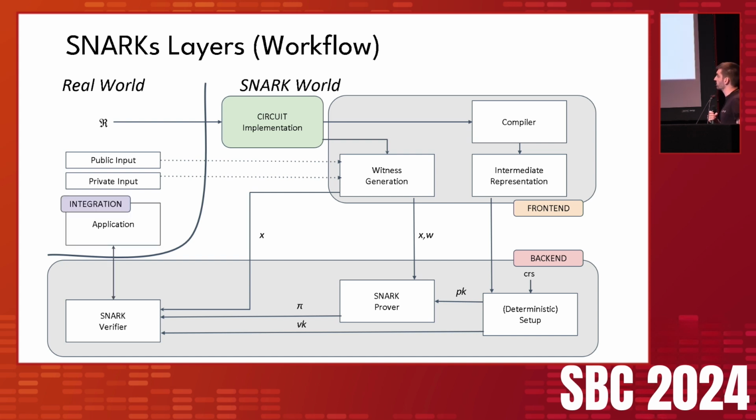And finally, we have the integration layer, which is basically our application. For on-chain applications, you can think of it like the smart contract that interacts with the verifier, or it could also be some client-side code that interacts with the prover, etc.